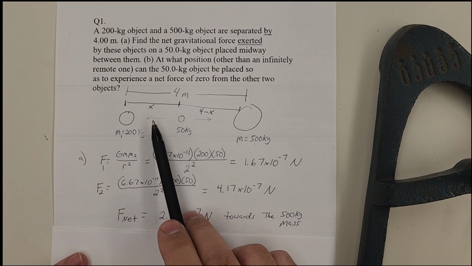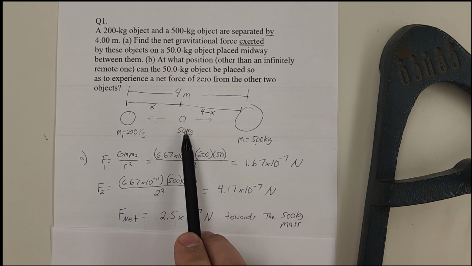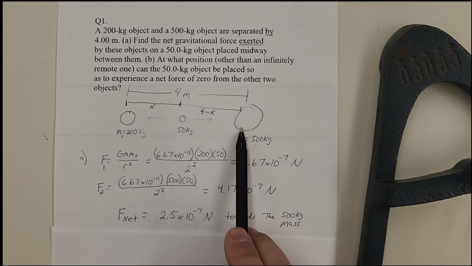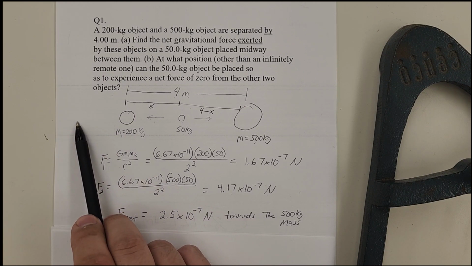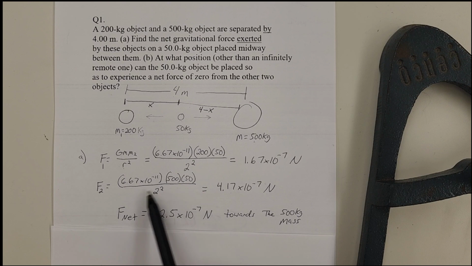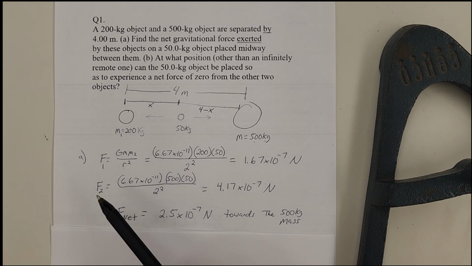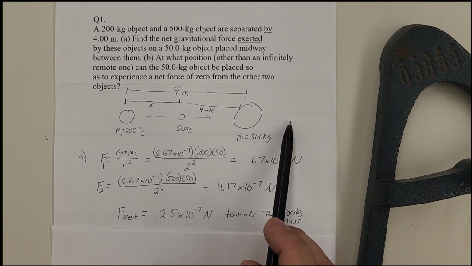This object, I want these forces to cancel each other, so I want them in opposite directions. So the object will have to stay between the two objects. For instance, if I took the object and I put it over here, then both of these masses would be pulling in the same direction, and the vectors would never cancel. They'd actually add to each other, and they'd be both pulling in the same direction. Same if I did it on this side.